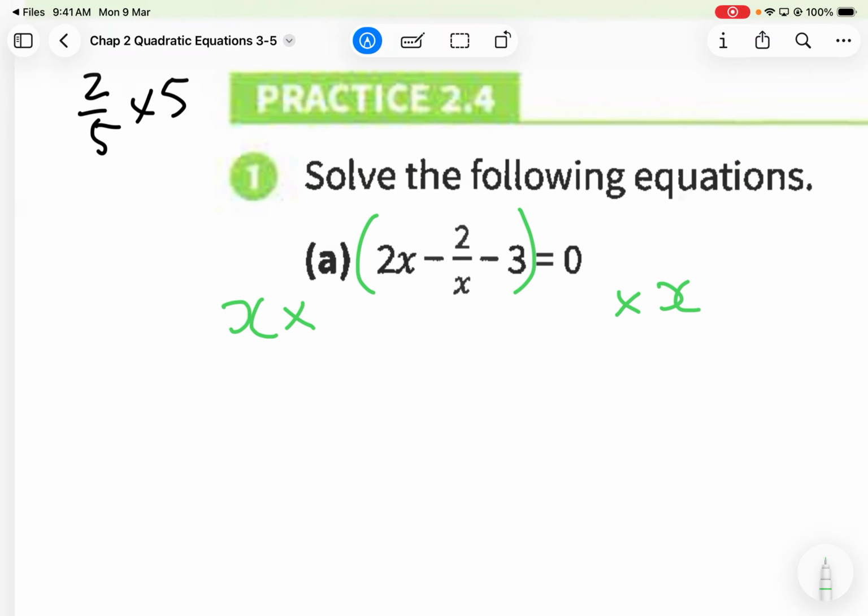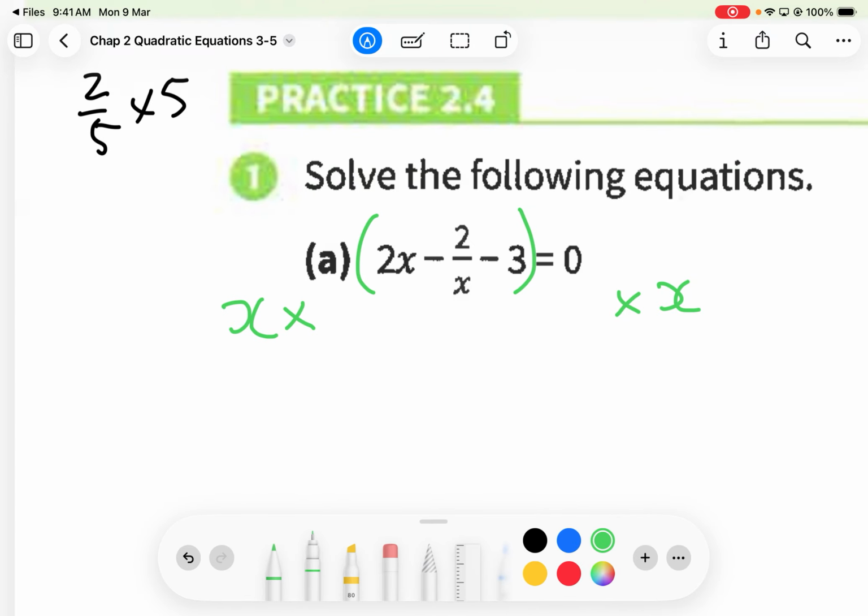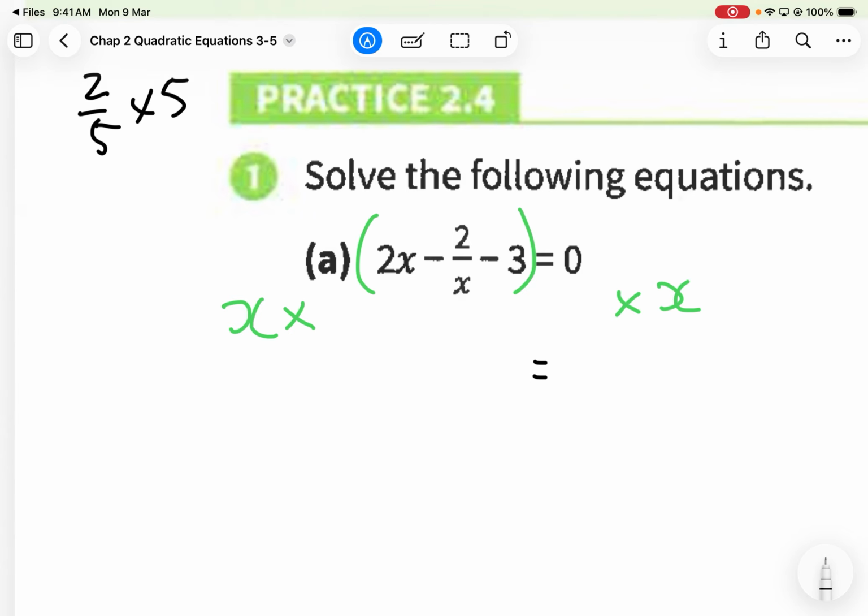So the right hand side is very easy. 0 times x is still 0. Then my x, when I multiply to the left, it must multiply 2x. It must multiply negative 2 over x. It must multiply negative 3. Okay? So when I do my rainbow, x times 2x is 2x squared. x multiply 2 over x, the x will cancel the denominator, I am left with negative 2. My x will multiply negative 3, resulting in negative 3x.